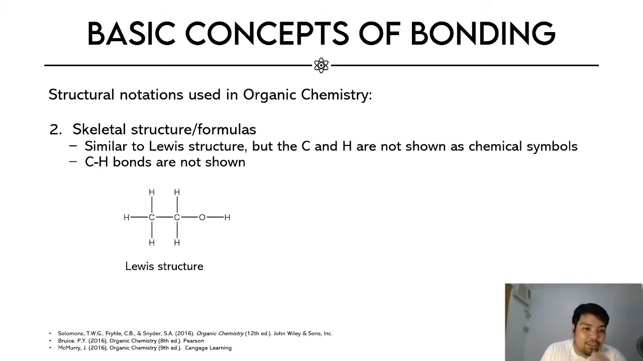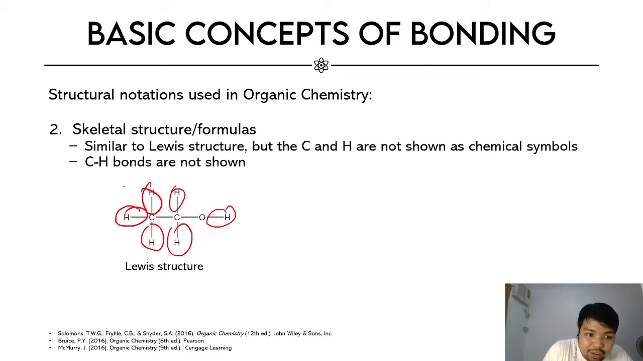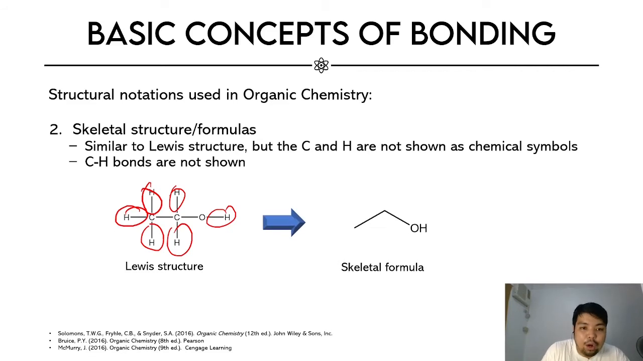So let's go back to this Lewis structure. If we have this Lewis structure, this part here completely disappears in the skeletal formula. So what is left here is the C-C, the non-CH bonds. So it would look like this in our skeletal formula.